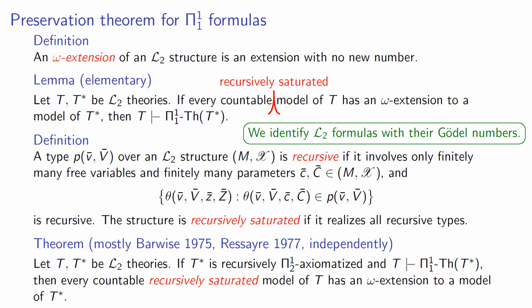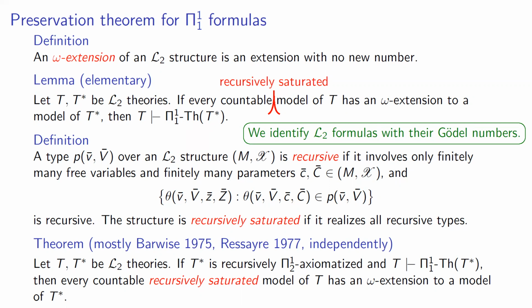Okay, so this is how we can use omega extensions to help us prove pi-1 conservation results. If we want to prove that a theory proves the pi-1 consequences of another theory, then we try to build omega extensions from models of the first theory to a model of the second theory.